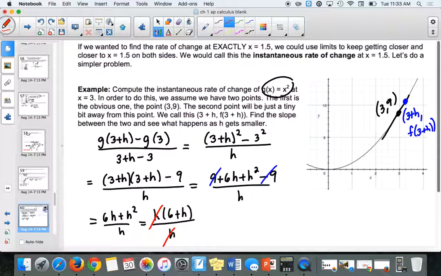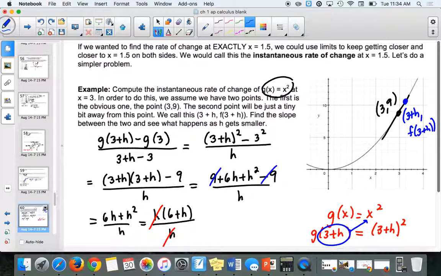How did you get the 3 plus h squared minus 3 squared? G of 3 plus h means your g of x function was x squared. So if I have g of 3 plus h, I'm replacing my x with 3 plus h. So I have 3 plus h quantity squared. Right, you're just plugging in this for your x value. All right, does this seem somewhat familiar? Do you guys remember doing this?